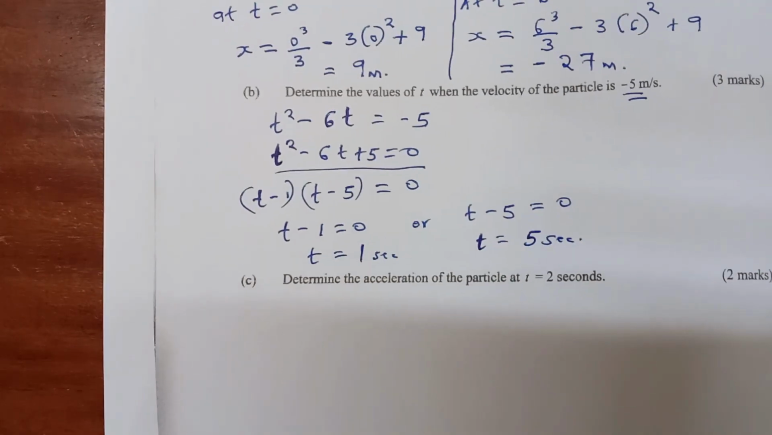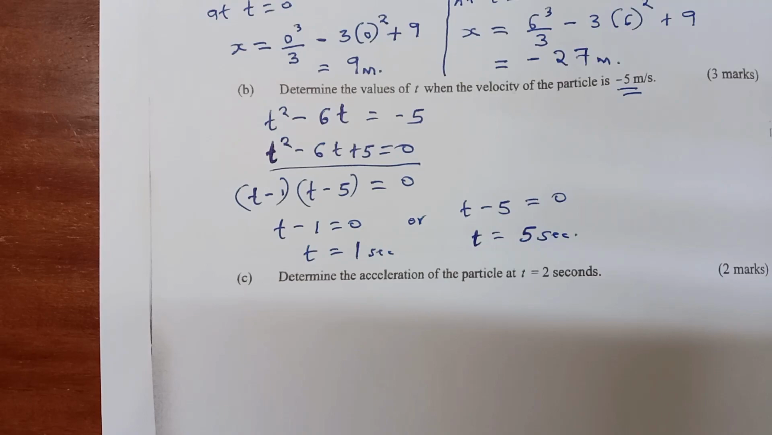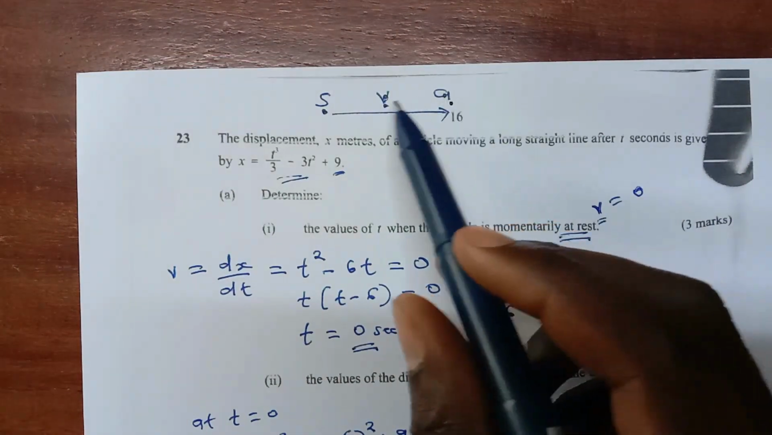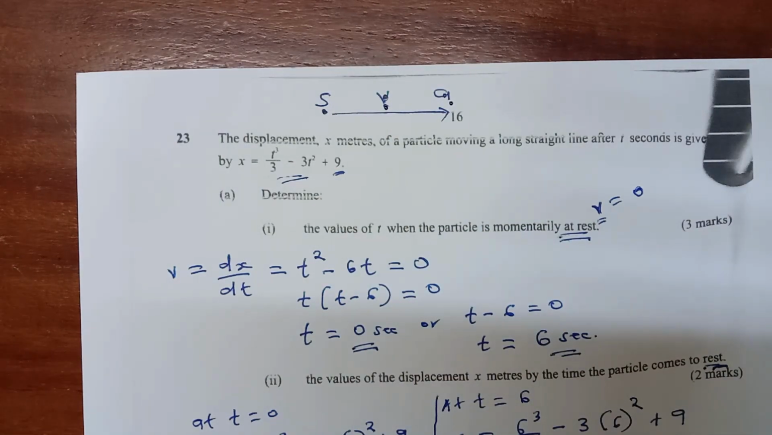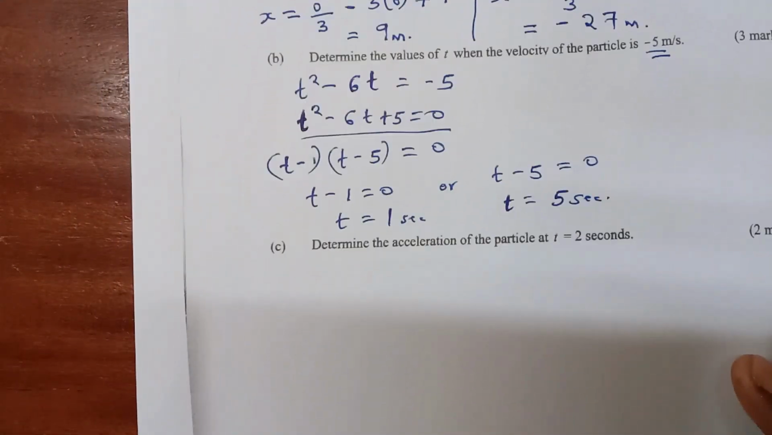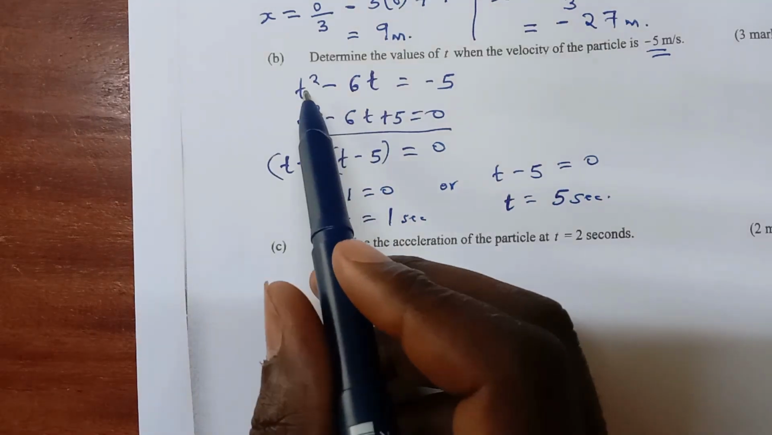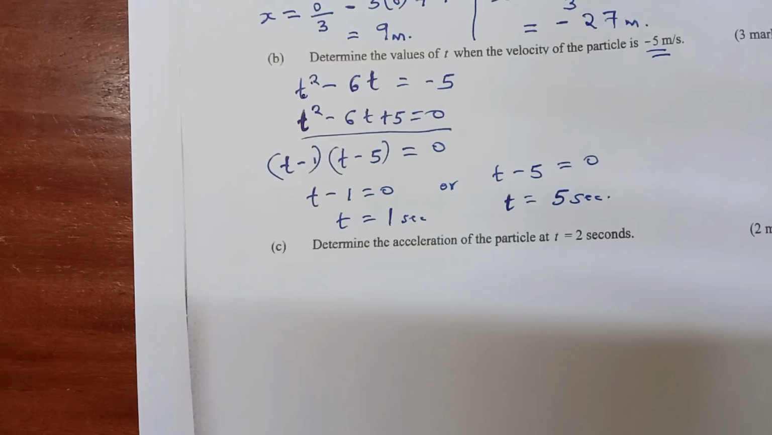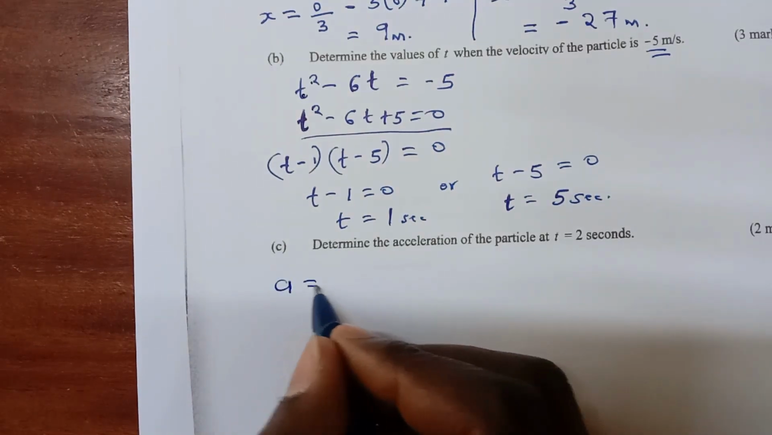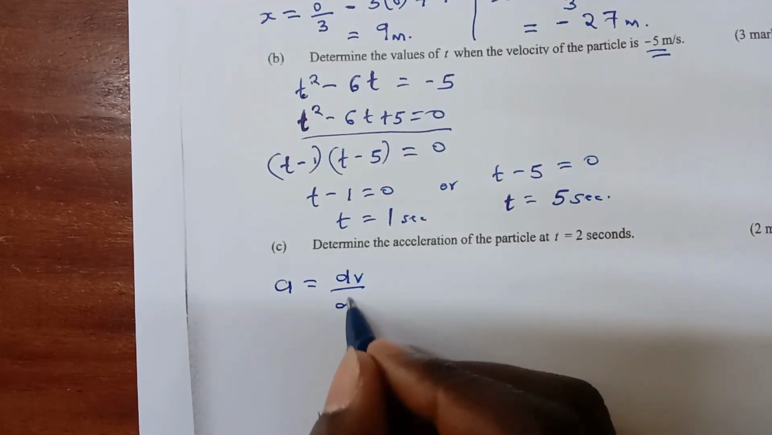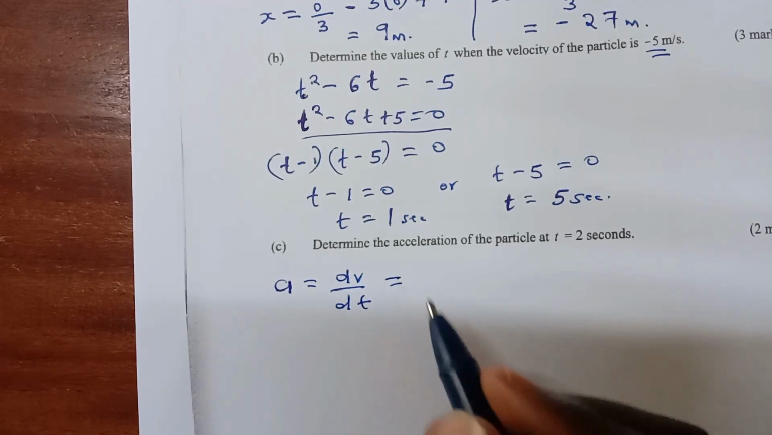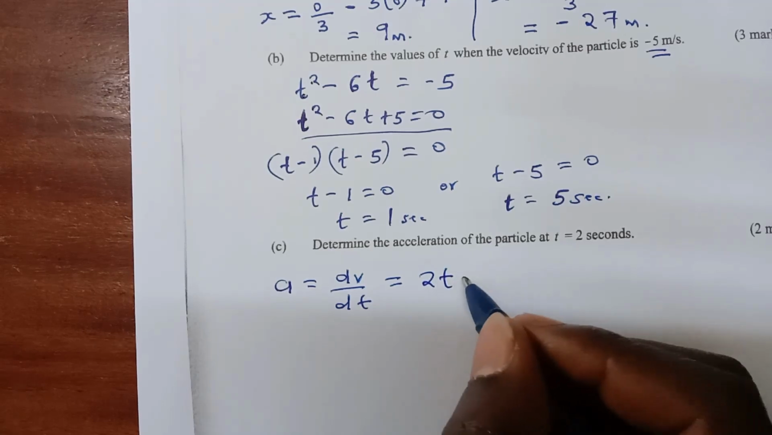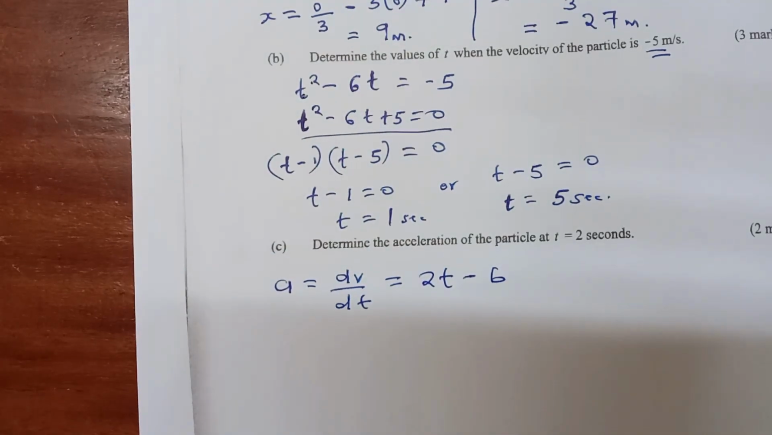But C requires us to determine the acceleration of the particle at t equals 2 seconds. Now remember what I said, for us to get acceleration, we differentiate what? We differentiate velocity. So the statement for velocity is t squared minus 6t. If you differentiate it, you get acceleration. Acceleration equals dv with respect to t, which is 2t minus 6.